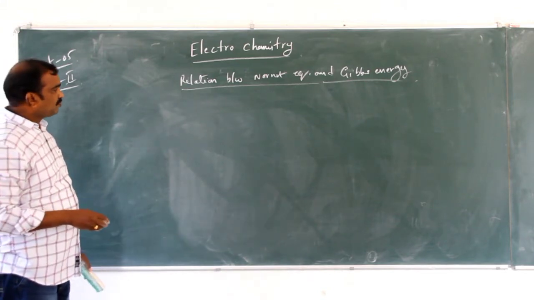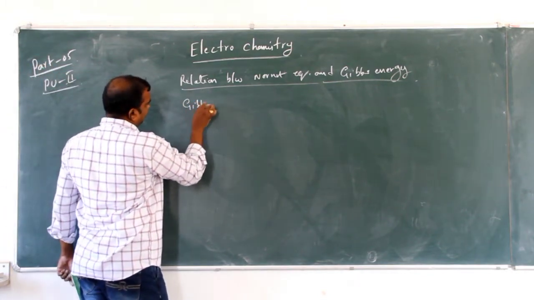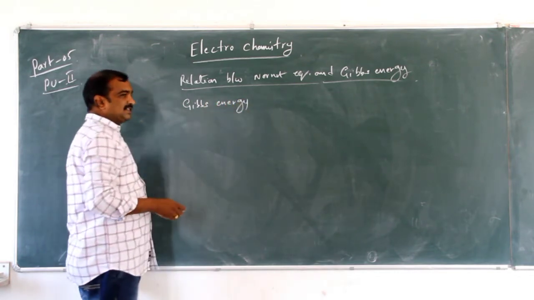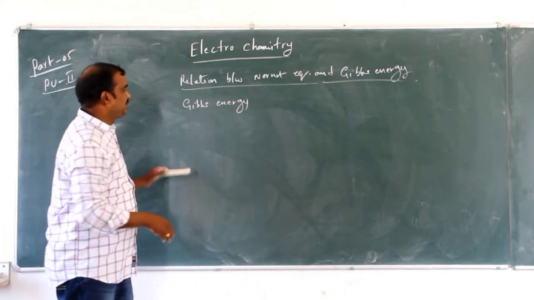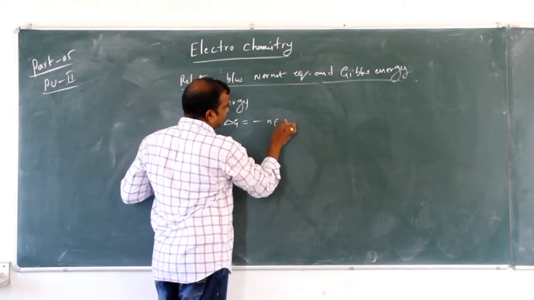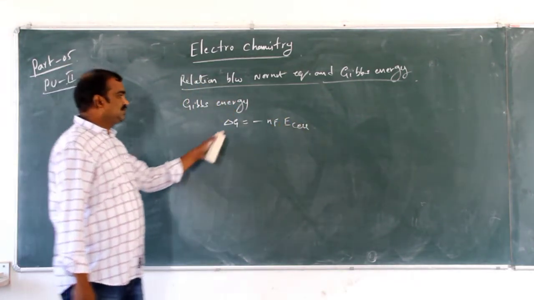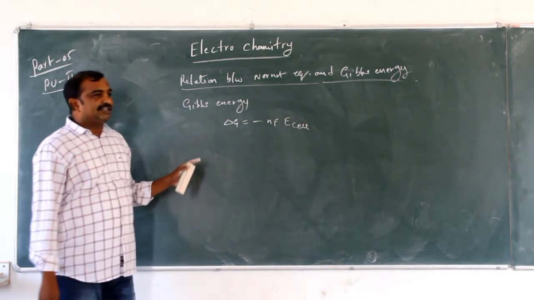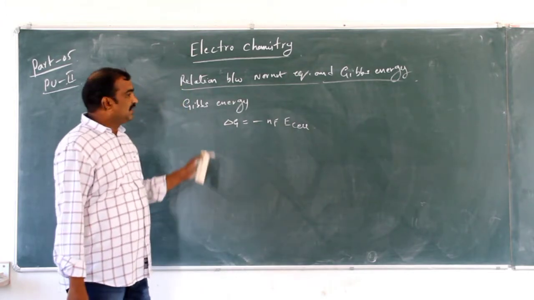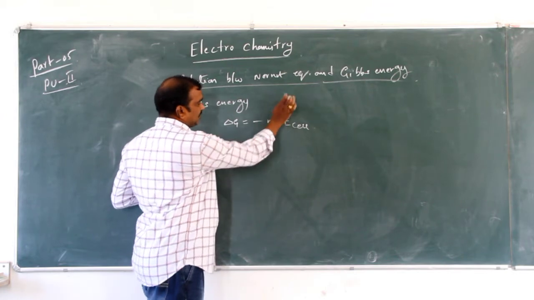Generally, we studied Gibbs energy in thermodynamics in P1. Delta G is equal to minus nF E cell. G is Gibbs energy, and delta means a change in Gibbs energy. n is the number of electrons transferred, and F is the Faraday. E cell means electrode potential.